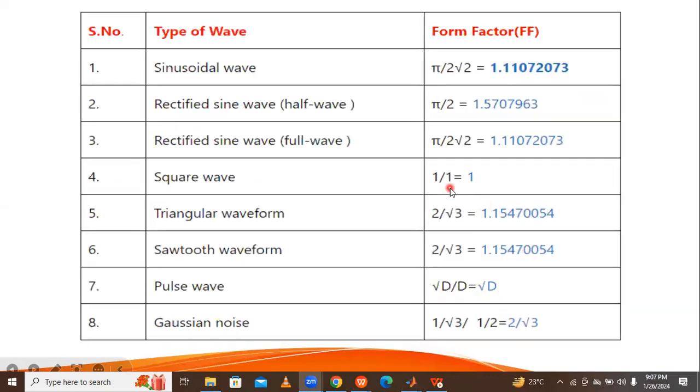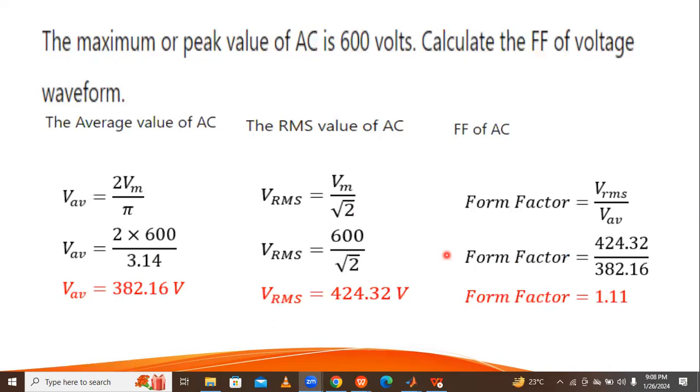Next, for different types of waveforms, what is the value of form factor? For a sinusoidal waveform, the form factor is 1.11. For a rectified sine wave, it is 1.57. For a full wave rectifier, it is 1.11. A square waveform is 1. Triangular is 1.15, sawtooth 1.15. Pulse is root 2, and Gaussian noise is 2 by root 3. These are the form factors of the different types of waveforms.